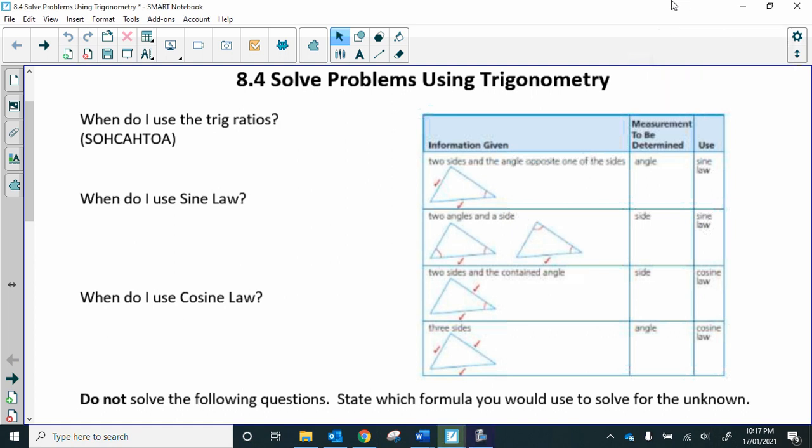Here's our lesson on 8.4, solve problems using trigonometry. This is actually the last lesson in our trigonometry unit. So you're going to have an assignment after this, and then we will have a little test. So we need to figure out what to use when. We've learned a lot of stuff.